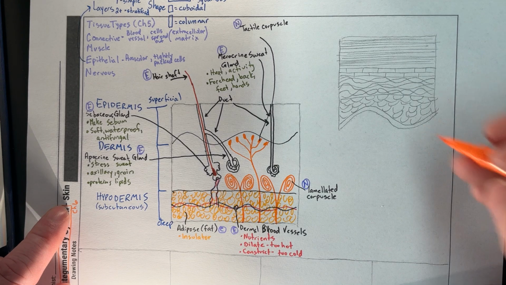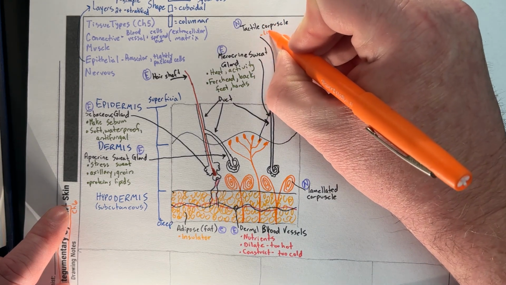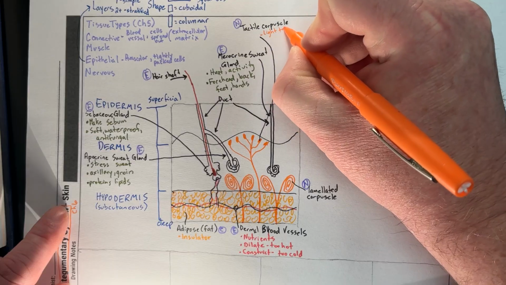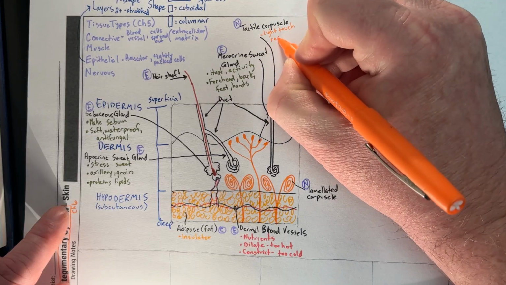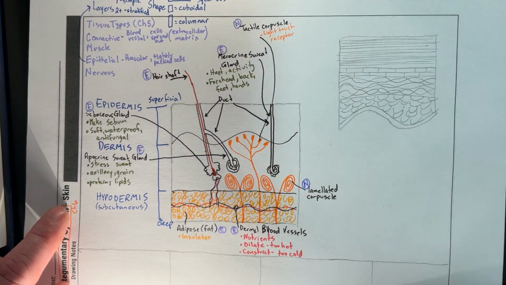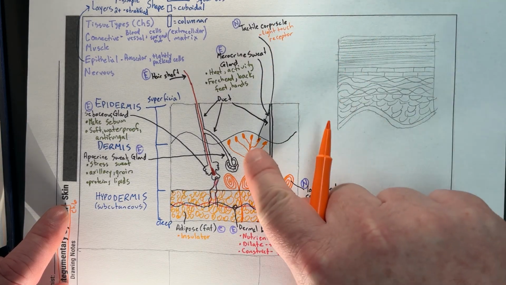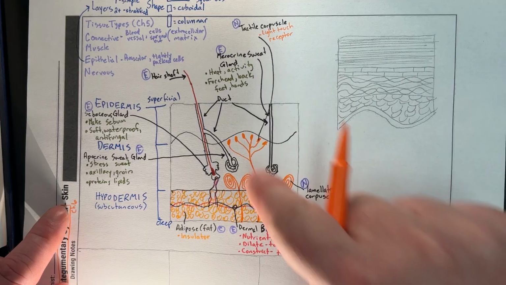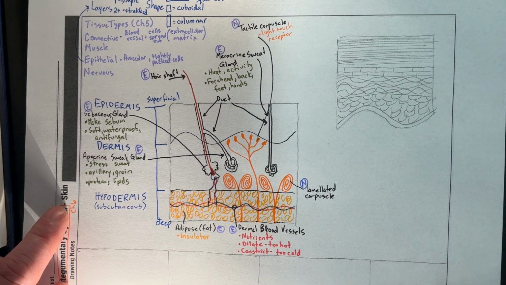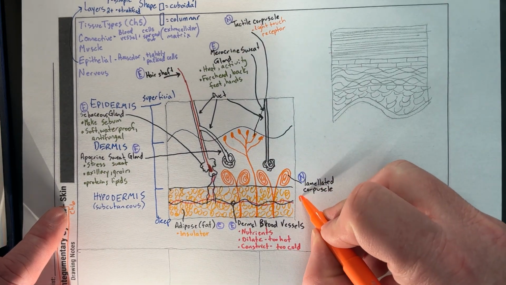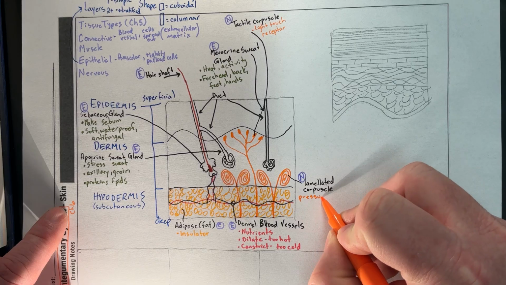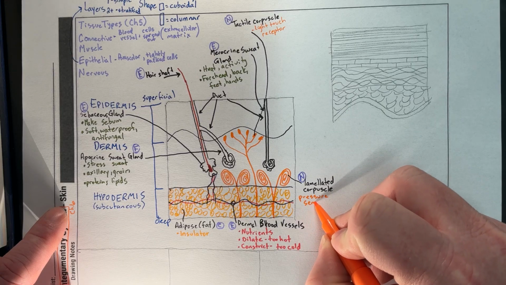So your tactile corpuscles, consider those light touch receptors. So if something like brushes against your skin, then your tactile corpuscles are going to feel that because they're more closely to the surface. And your lamellated corpuscles, they'll feel like pressure. So let's call those the pressure sensors.